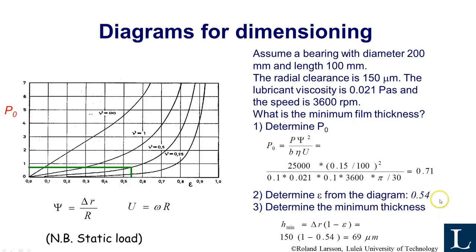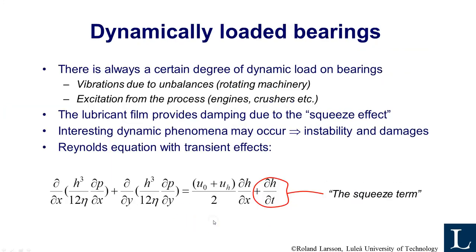So that's the relative eccentricity of this bearing, and the minimum film thickness is found as 69 micrometers. That's the basics of how to design a bearing, or how to find out if this bearing size is correct. Okay, it's a good repetition before we enter the other points.